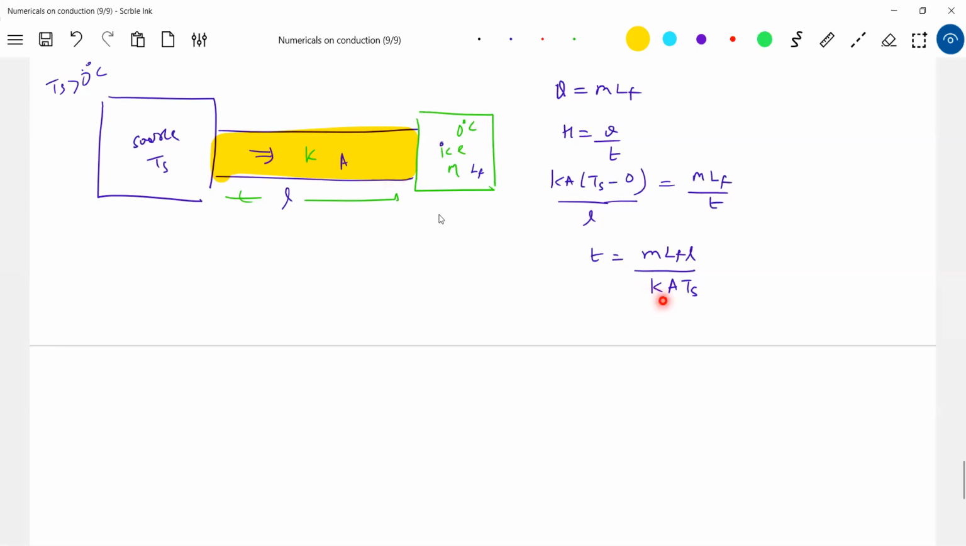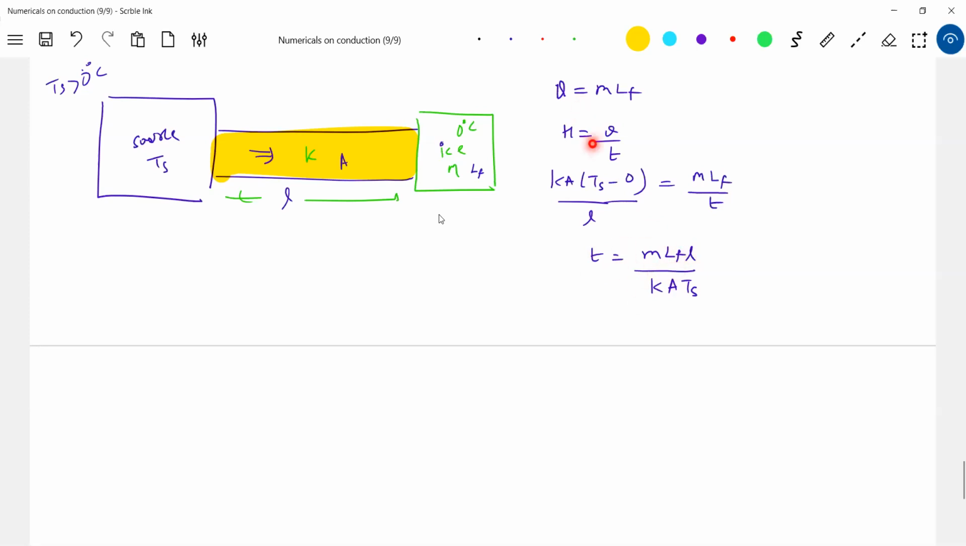K will be more. Let me take some material where K is less, then it'll take more time. If I increase the area of cross section, what happens? More heat will flow, and the ice will melt very soon. These are the things which are going to help us a lot in the designing of any system.